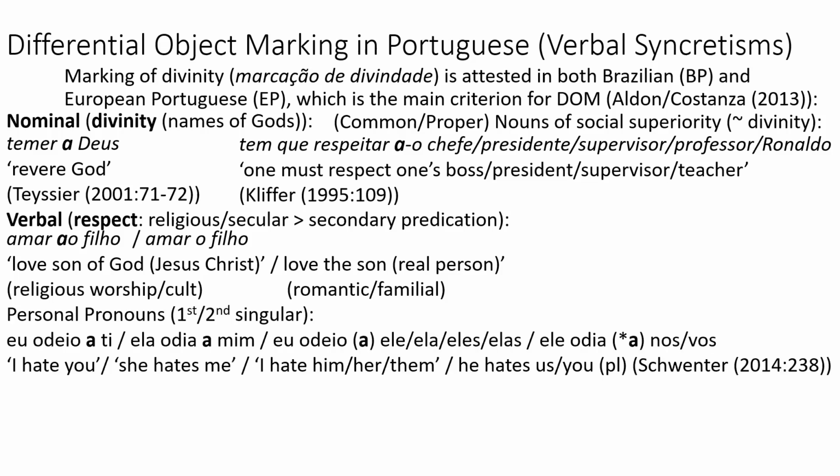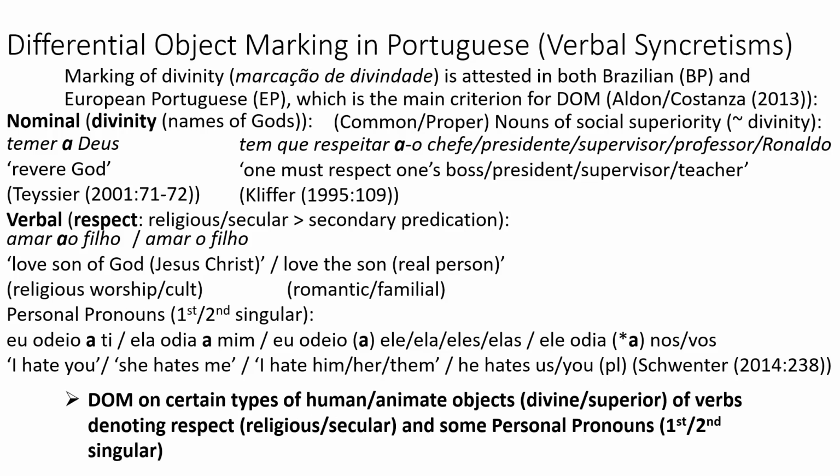And finally, just the first and second person singular personal pronouns can also be marked in Portuguese. So, for example, odeio a ti, odeia a mim. With third person, it's optional. So, odeia a ele, ela, etc. Whereas with the first person plural, nós, the a is ungrammatical. So to summarize, in Portuguese, a marks certain types of human and animate objects, the verbs that denote respect, which could be either religious or secular, and also some personal pronouns.